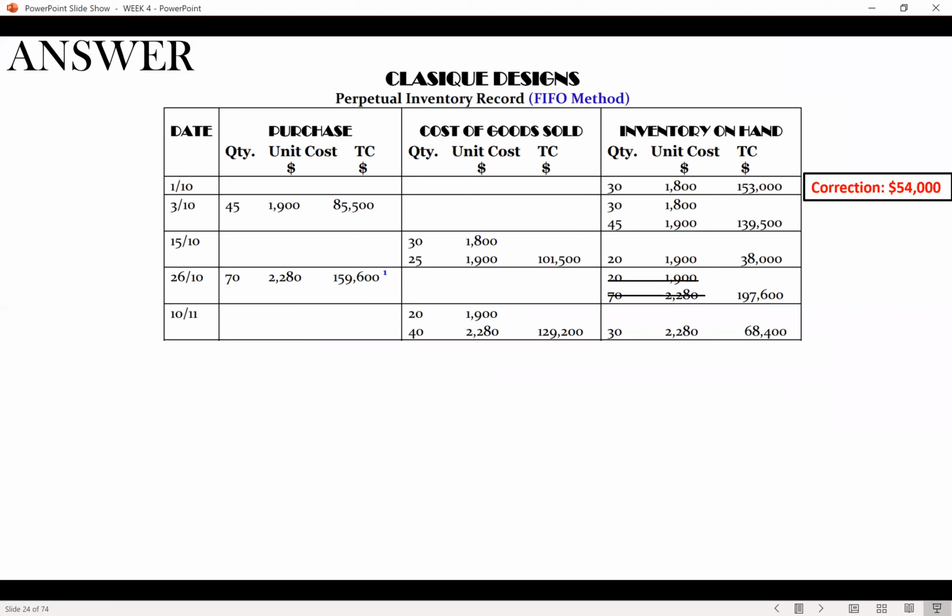You may ask, we sell 60, why couldn't we just take the 60 from the 70? Easier. But remember, the method that you're using is first in, first out. So at all times, you should be first using up the first set of goods that you have in your inventory that is available.